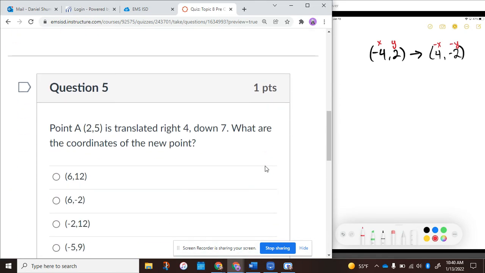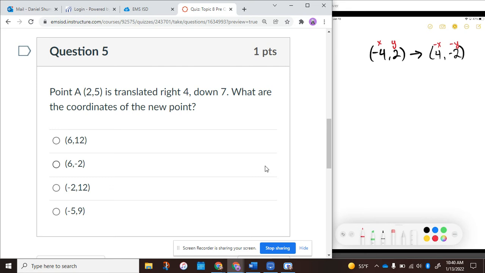Question number 5. All right, question number 5 is where we transition into the descriptive problems. Okay, instead of giving us a graph, it just gives us the description of a situation. It tells us that this point 2,5 is our original. 2,5 is translated to the right 4 and down 7. If we're doing the proper math notation, here's what that looks like. We're doing a translation of to the right 4, so +4, and down 7, so -7. And that's a translation of point A.